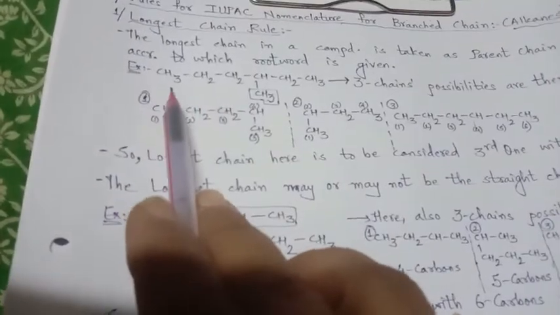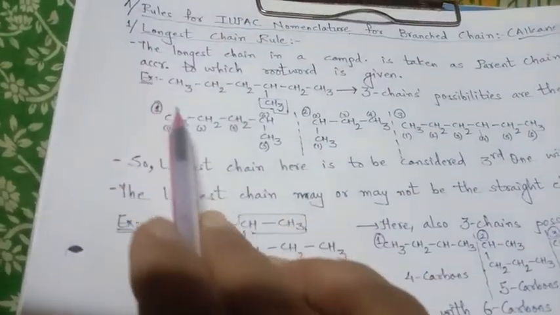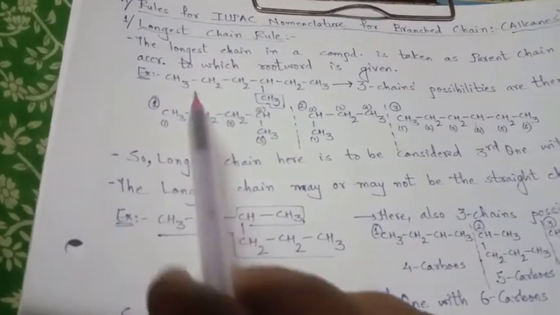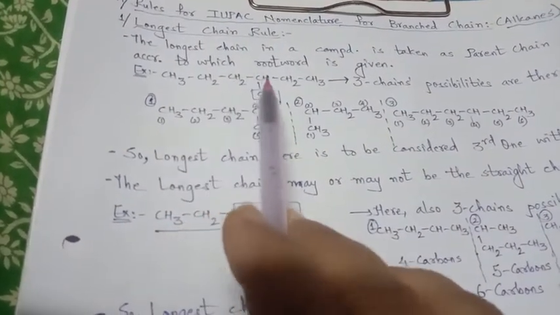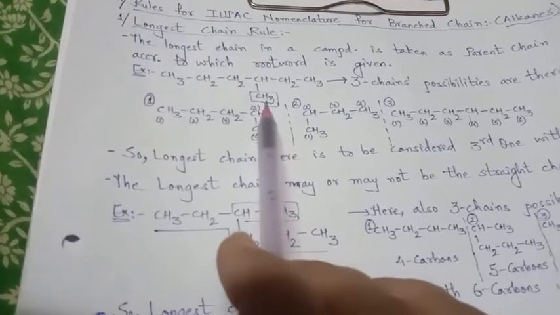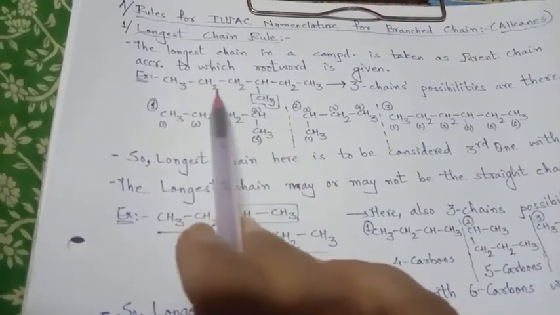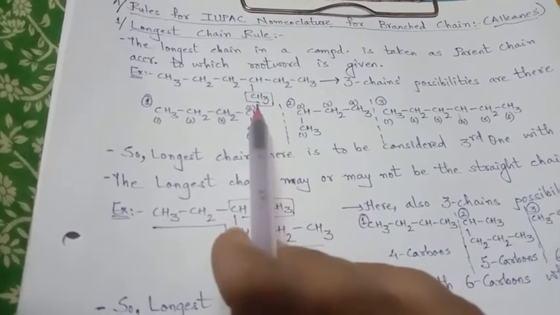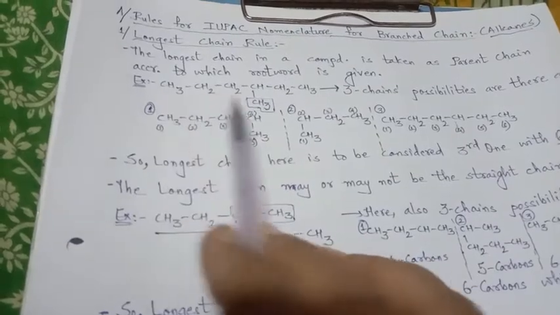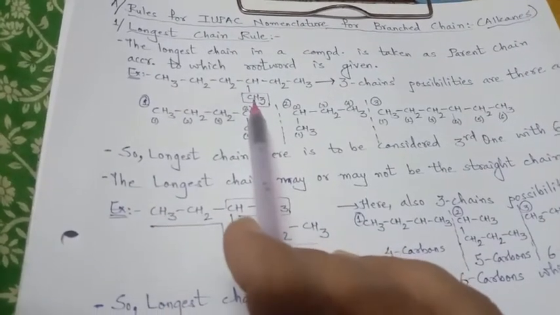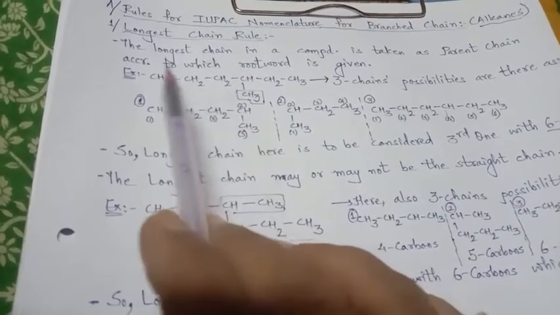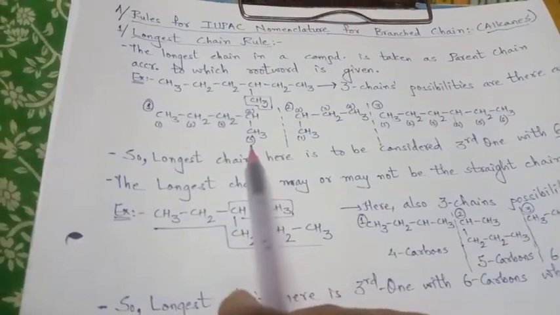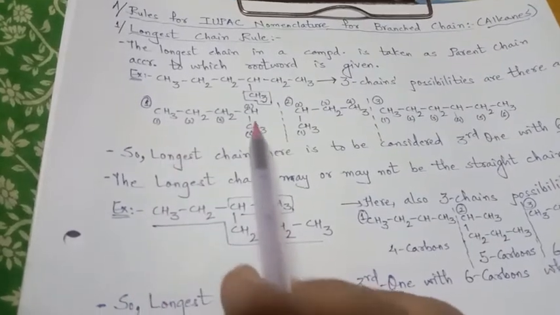If we see the whole compound, there are 3 ways we can consider the chain. 1, 2, 3, 4, 5. We will have to consider a continuous chain. Don't count like this: 1, 2, 3, 4, 5, 6, 7. No, here it is not a continuation. So we will have to consider a continuous chain. So this is the first: 1, 2, 3, 4, 5. I have shown it separately also.